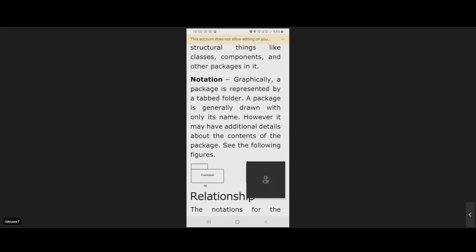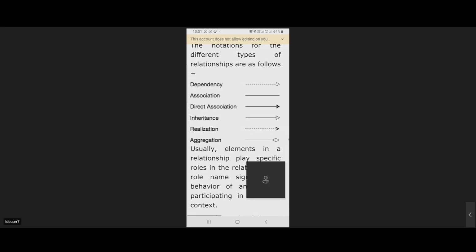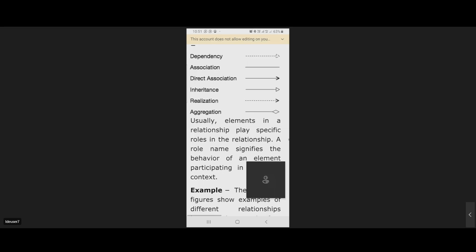The next topic is relationships in UML. The notation for the different types of relationships is as follows. A dotted arrow is called a dependency. A solid line is called an association. A solid arrow is a directed association. A triangle arrow is called inheritance. A dotted line with the arrow symbol is realization, and a solid line with the diamond symbol is called aggregation.